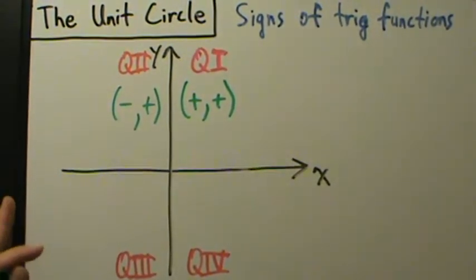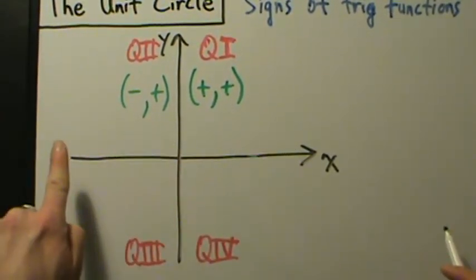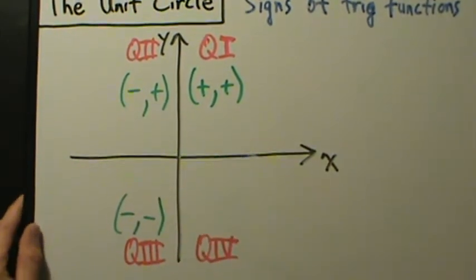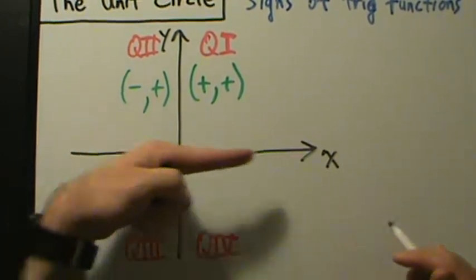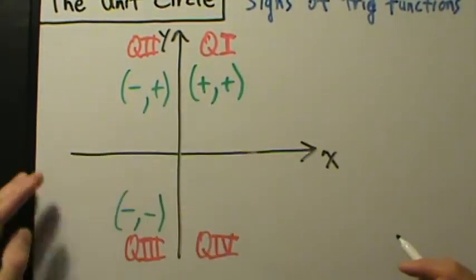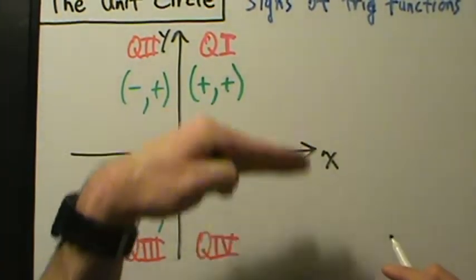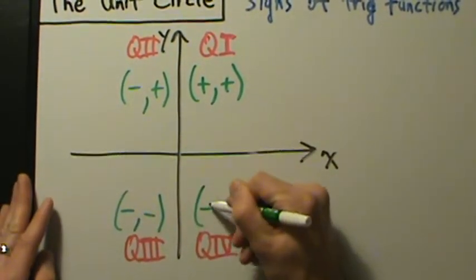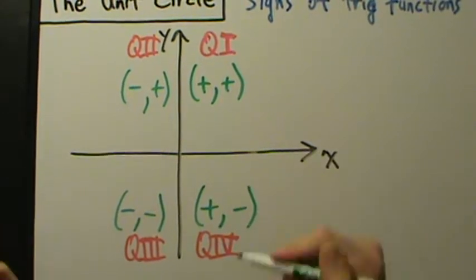What if you're in the third quadrant? Well, then you have negative x coordinates and negative y coordinates. So that's negative, negative. What if you're in the fourth quadrant? Well, then you have positive x coordinates and negative y coordinates, because you've got to go to the right and then down. So that's in the positive x direction and then the negative y direction. So that's positive x coordinate, negative y coordinate.